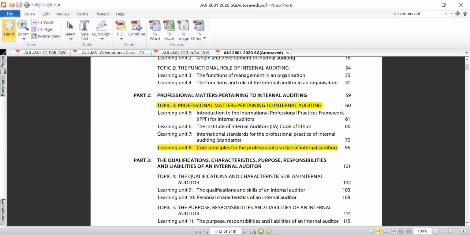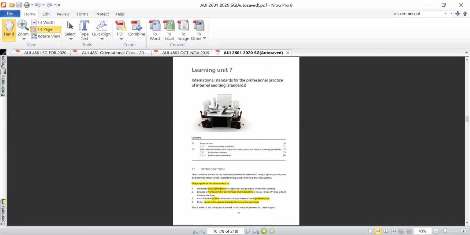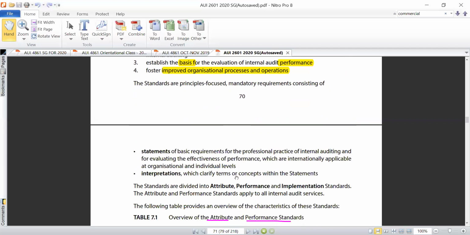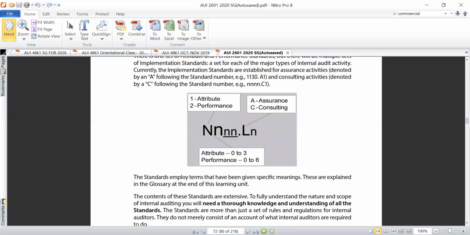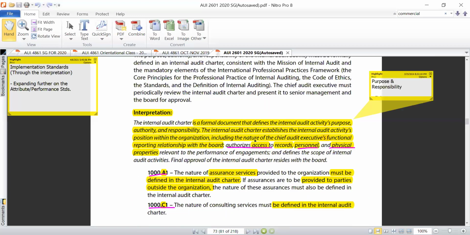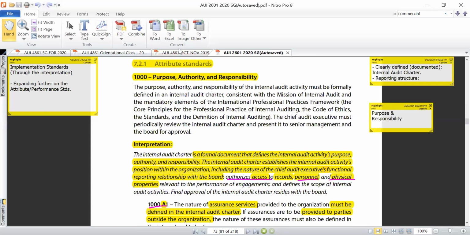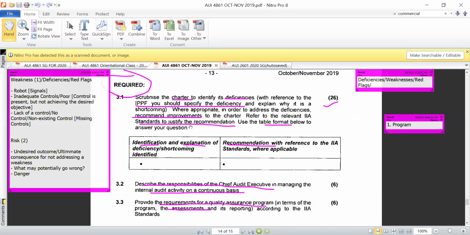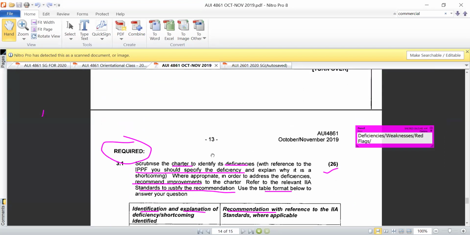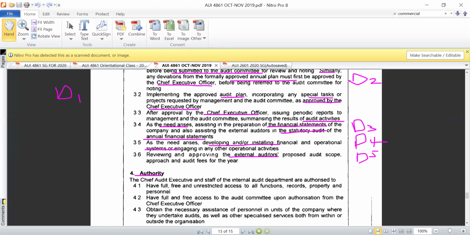So if you go to Learning Unit 7 in AUI 2601 study guide, that's where they deal with the IPPF standards in greater detail. So I just opened it as a point of reference to some of the things that I'll be pointing out from here. All right. So now let's go back to our question. Now, let's go and look for those deficiencies in the charter. So I'm going to read one by one.